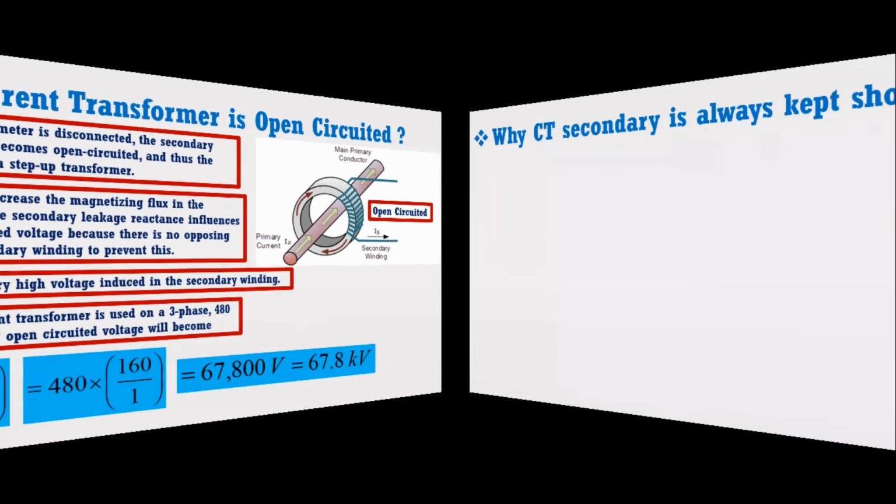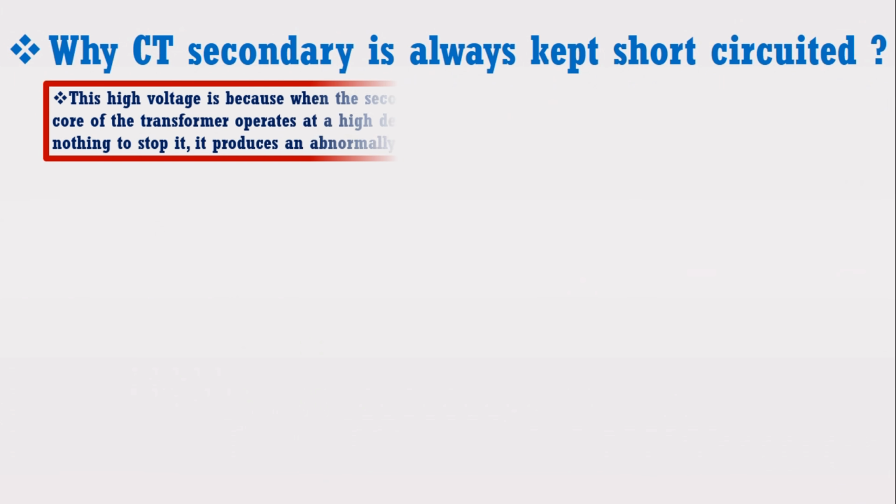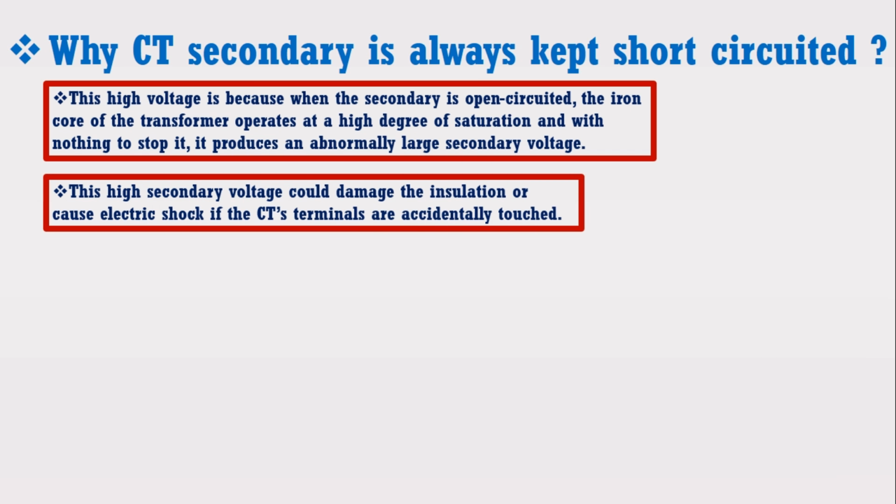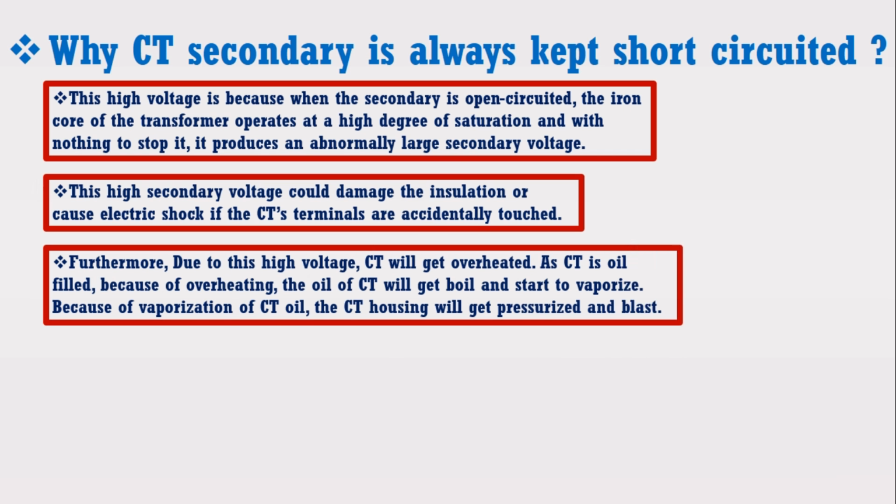This high voltage is because when the secondary is open circuited, the iron core of the transformer operates at a higher degree of saturation, and with nothing to stop it, it produces an abnormally large secondary voltage. This high secondary voltage could damage the insulation or cause electric shock if the CT's terminals are accidentally touched. Furthermore, due to this high voltage, CT will get overheated.